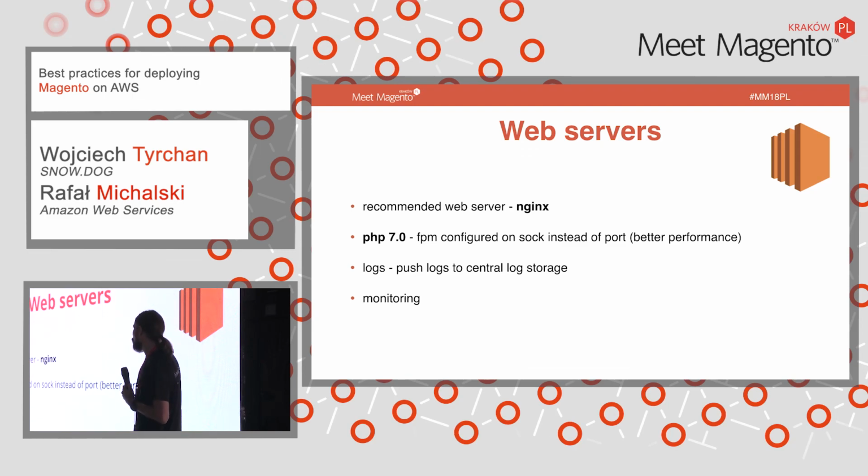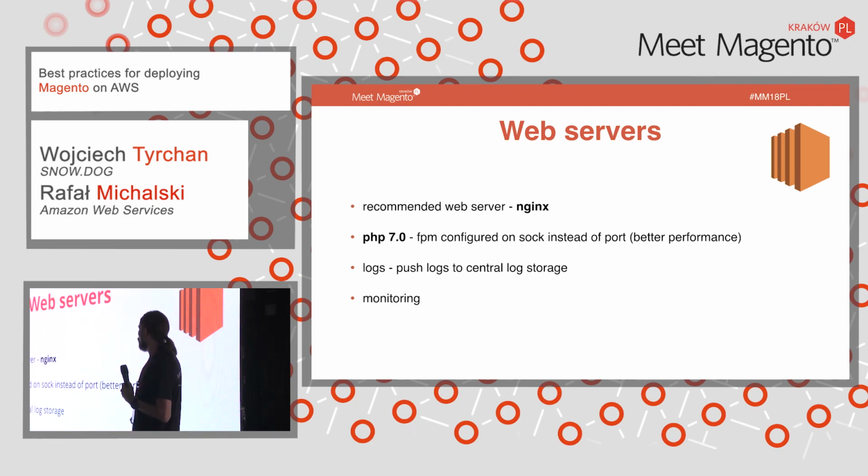It's good to configure PHP on a socket instead of a port. It's better performance. The web server and PHP are on the same host, so we don't have to worry about network connectivity. And a Unix domain socket does not have as much network overhead as a TCP port. It's like 30% of network time. It's much.